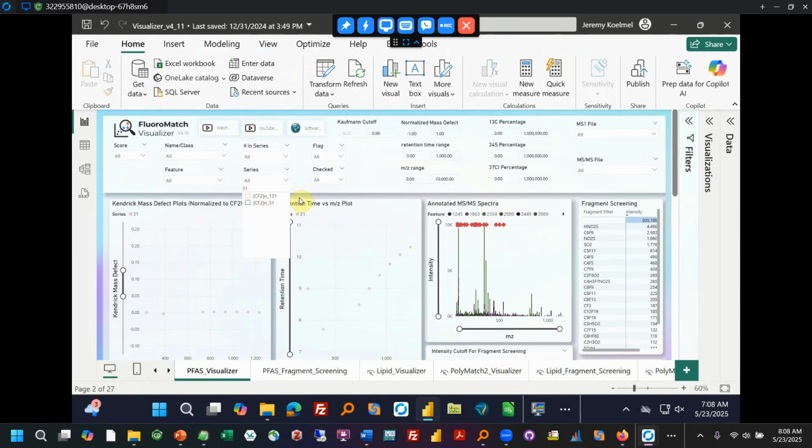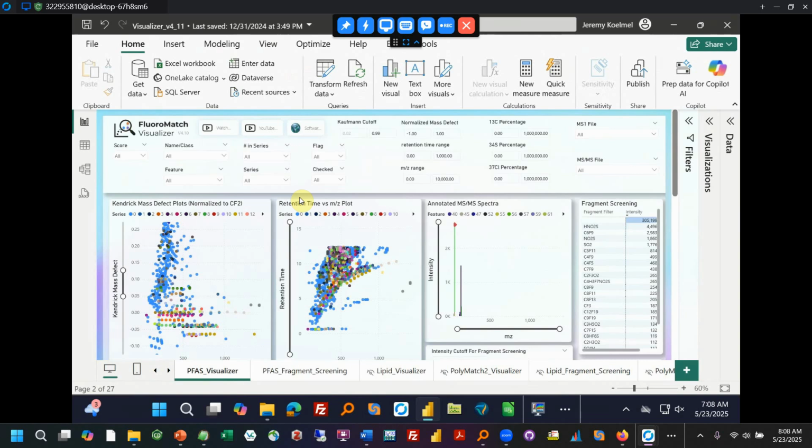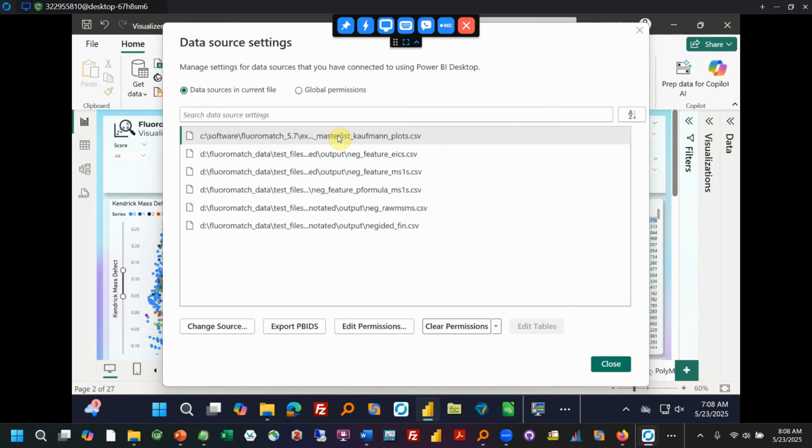All right, so now there's all the scores, all the data. And then we go to, again, that transform data. Remember how we got our data originally. And we'll select that, go to data source settings, and we're going to go to neg ID thin. That's the only one we're going to need to change. All the other ones are linked.